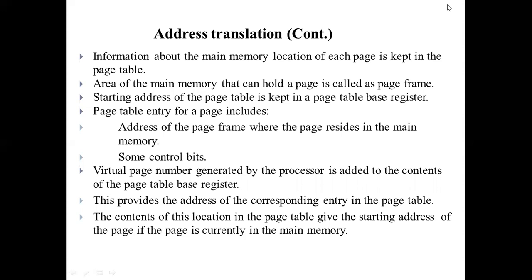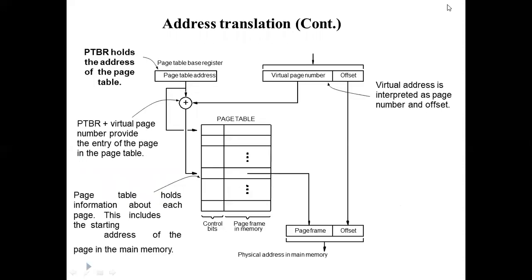The virtual page number generated by the processor is added to the content of the page table base register. A base register consists of the base value of the page table. This provides the address of the corresponding entry in the page table. The content of this location in the page table gives the starting address of the page if the page is currently in the main memory. So this is a very simple example by which you can understand easily.